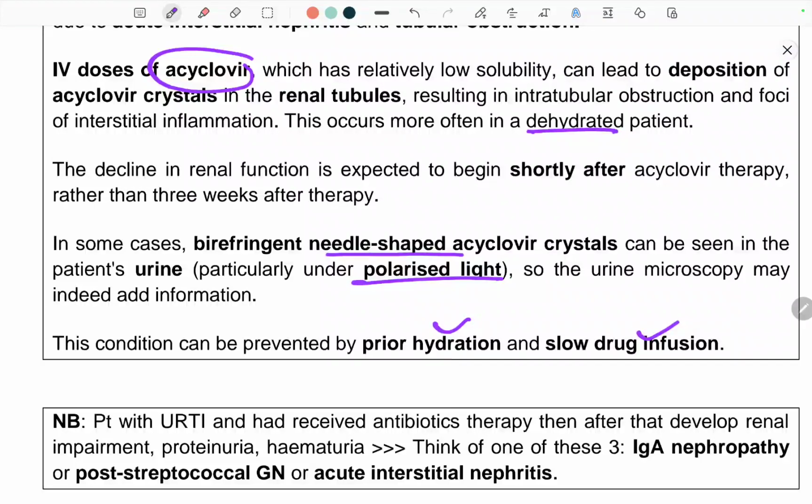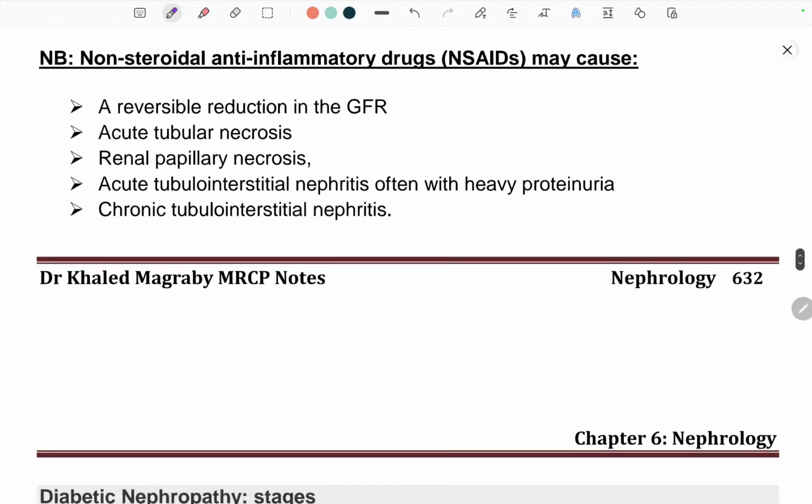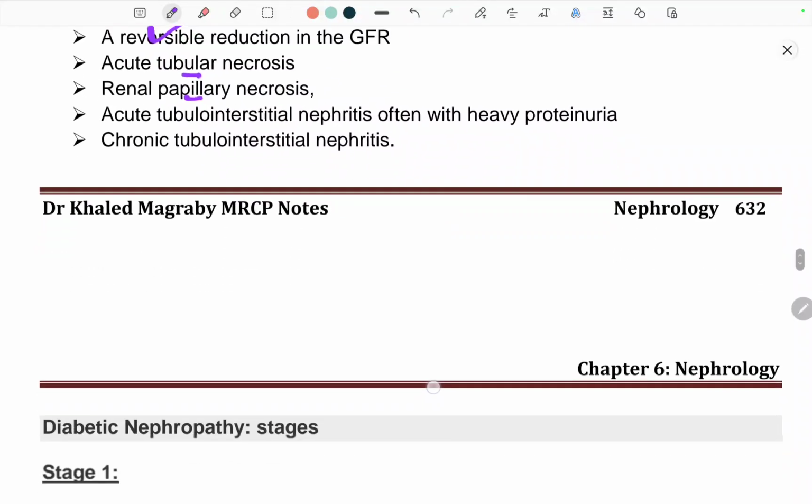A patient with URTI who received antibiotic therapy and then developed renal impairment, proteinuria, and hematuria. Think of one of these: IgA nephropathy, post-streptococcal glomerulonephritis, or acute interstitial nephritis. Non-steroidal anti-inflammatory drugs may cause a reversible reduction in the GFR, acute tubular necrosis, renal papillary necrosis, acute tubulointerstitial nephritis often with heavy proteinuria, and chronic tubulointerstitial nephritis.